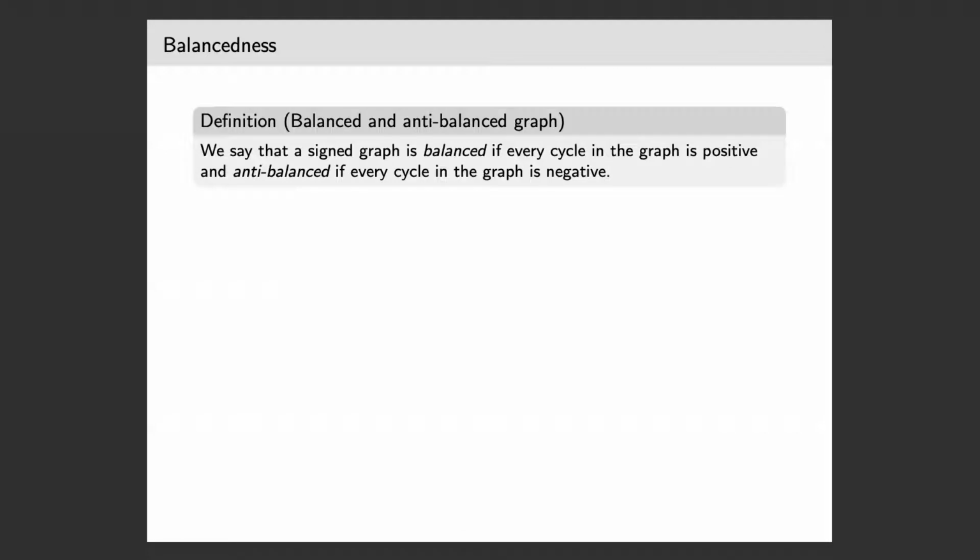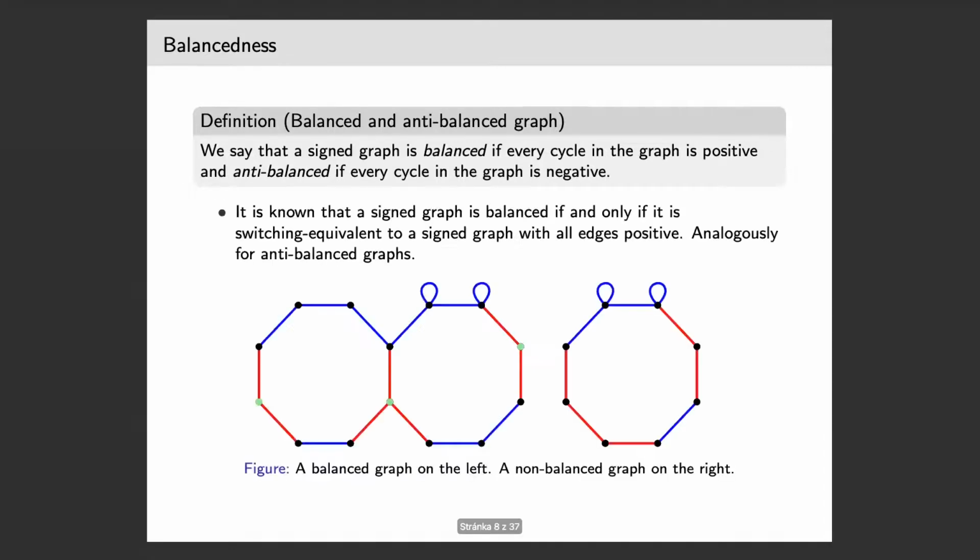An even more important notion is the notion of balancedness. We say that a signed graph is balanced if every cycle in the graph is positive, and anti-balanced if every cycle in the graph is negative. It is known that a signed graph is balanced if and only if it is switching equivalent to a signed graph with all edges positive, analogously for anti-balanced graphs. This is one of the basic results proved by Zaslavsky.